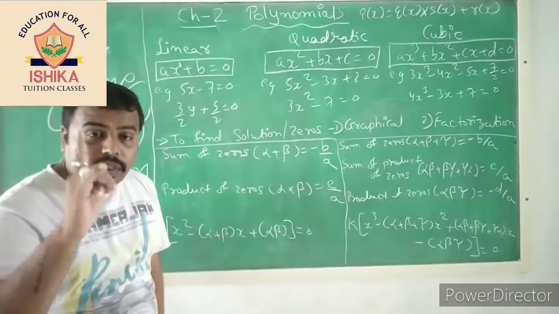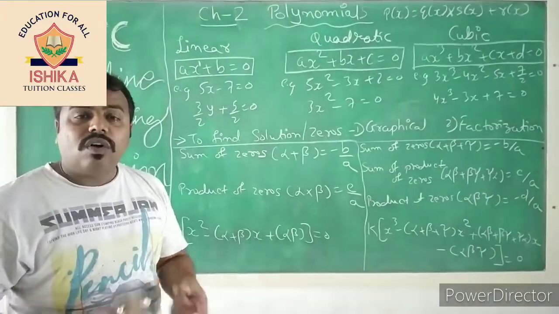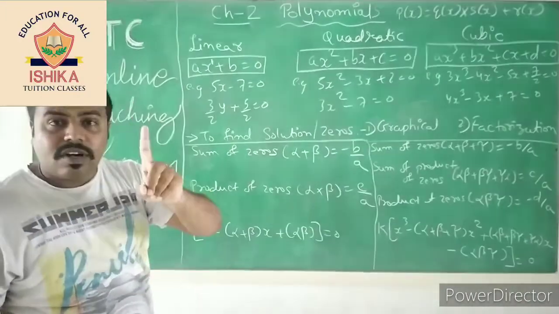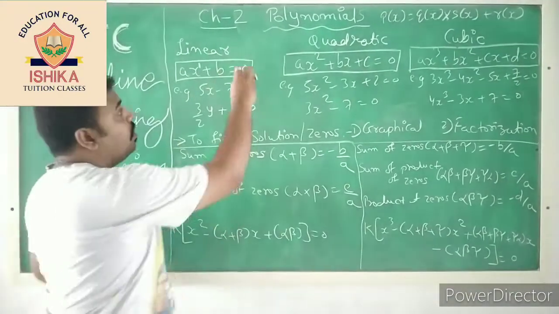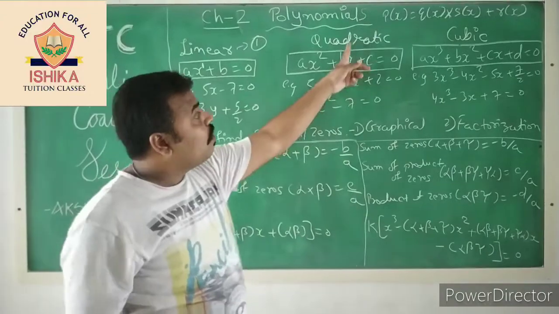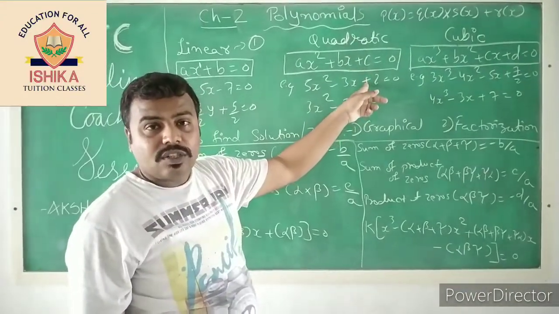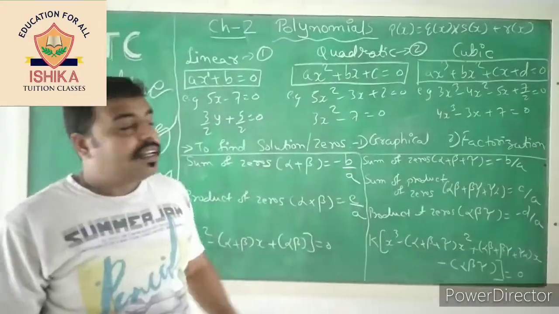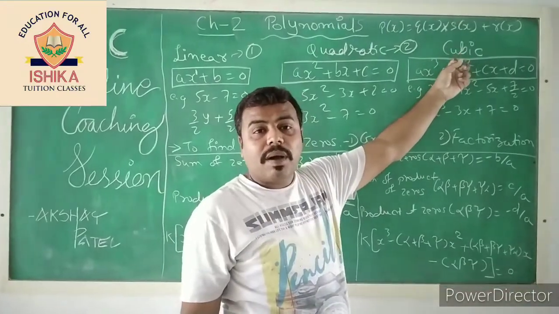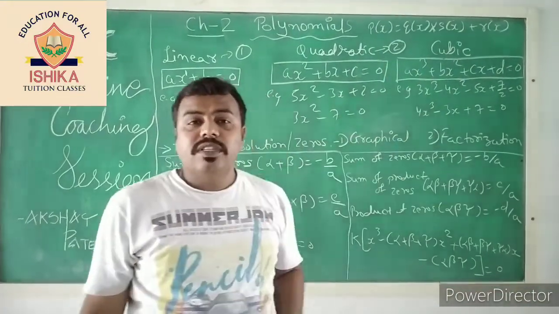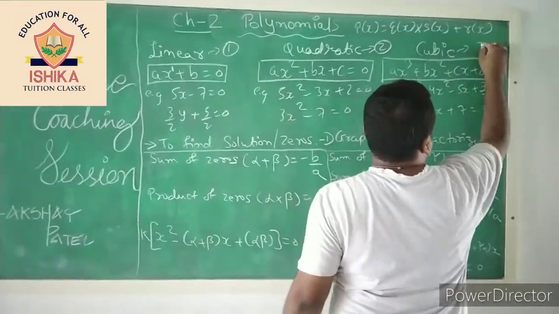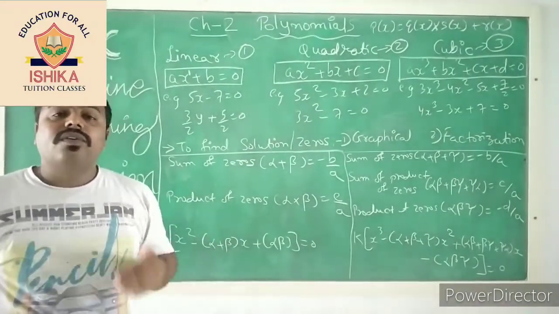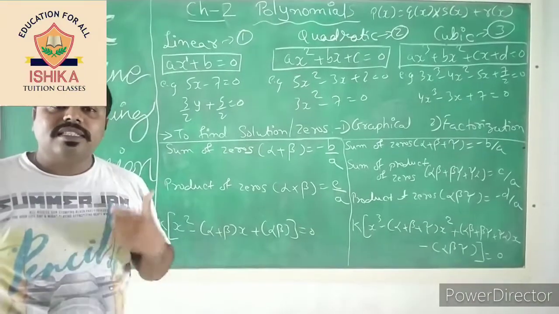As you can see, the number of zeros always depends on the power of the polynomial. That is, in linear polynomials, the highest power is 1. So, number of zeros for linear will be 1. Similarly, in quadratic polynomial, the highest power or degree is 2. So the number of zeros for quadratic polynomial will be 2. Similarly, in cubic polynomial, the highest power or degree is 3. So number of zeros for cubic polynomials will be 3. Now, as we have discussed, linear has 1 zero, quadratic has 2 zeros and cubic polynomial has 3 zeros.